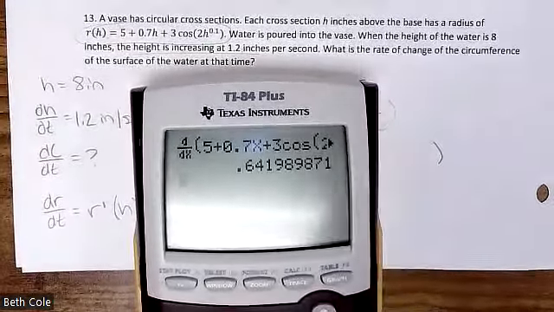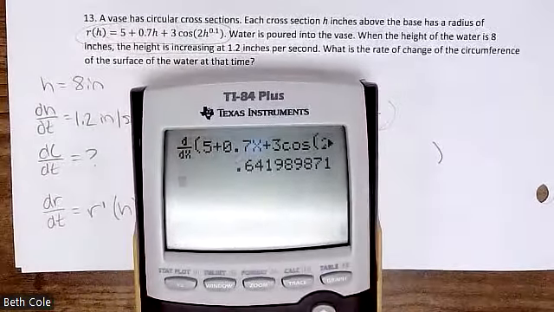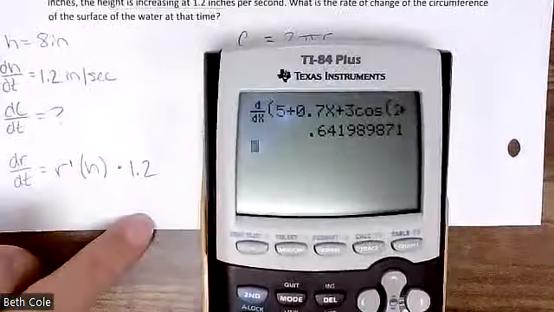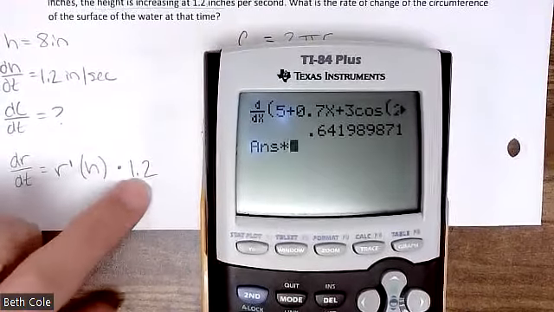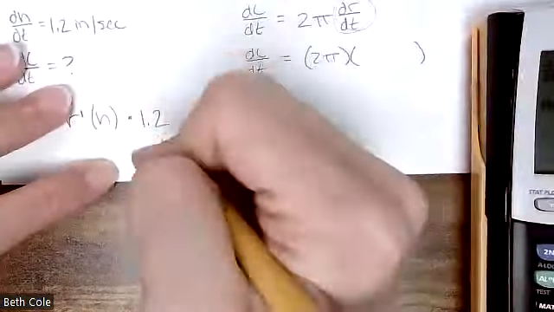Some of you are typing with me. Did you also get that? It could be that I'm in radians. You got that? Okay, I'll look at yours in just a second. You might be in degree mode. And then I'm going to multiply that. I'm just going to hit times, answer times 1.2, like label that, chain rule.